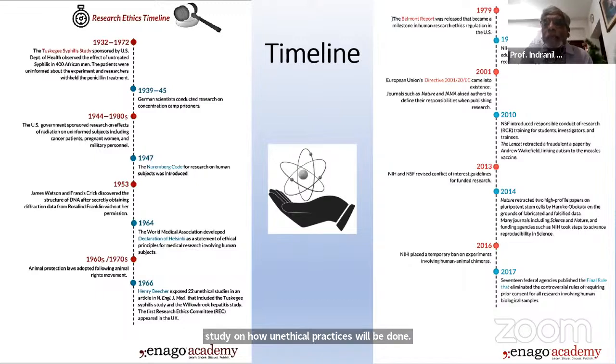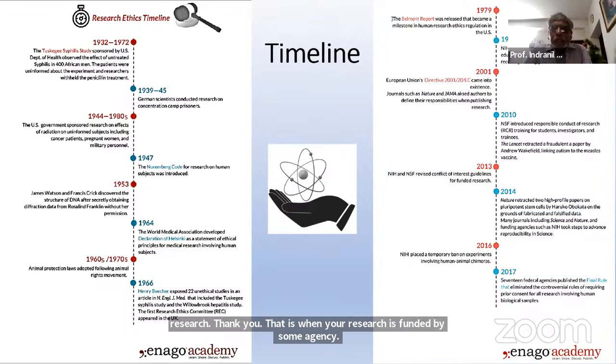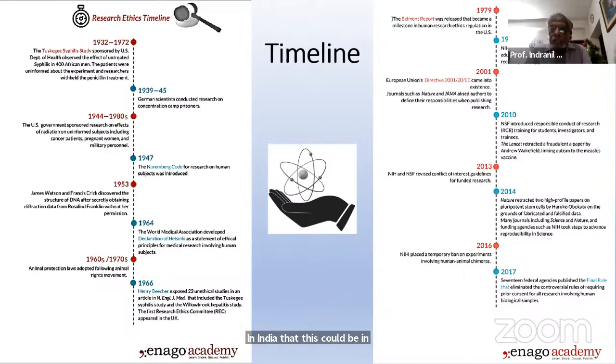1989, NIH mandates responsible conduct of research education being imparted to graduate students receiving training grants. This is very, very important, because when you are doing funded research, that is, when your research is funded by some agency in India, this could be UGC, CSIR, DST, DBT, ICMR, Ministry of Education, whatever it is.